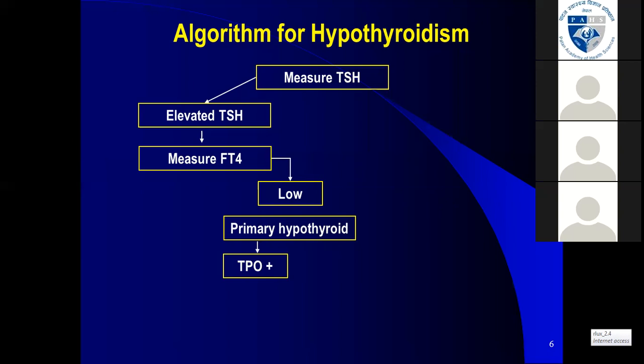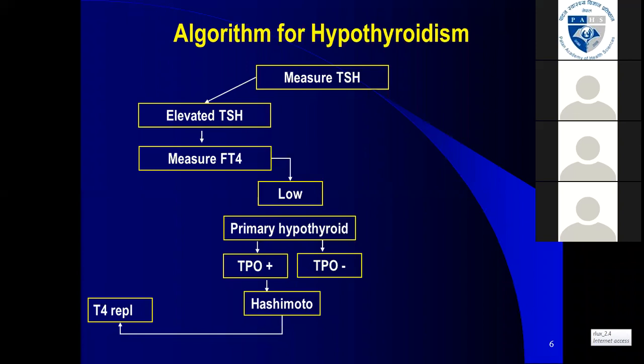So thyroid peroxidase, the thyroid peroxidase antibody is positive or negative. If it is positive, then we can say this is Hashimoto thyroiditis, and we have to replace the thyroxine. But if the TPO is negative, then we have to rule out other primary causes of hypothyroidism.